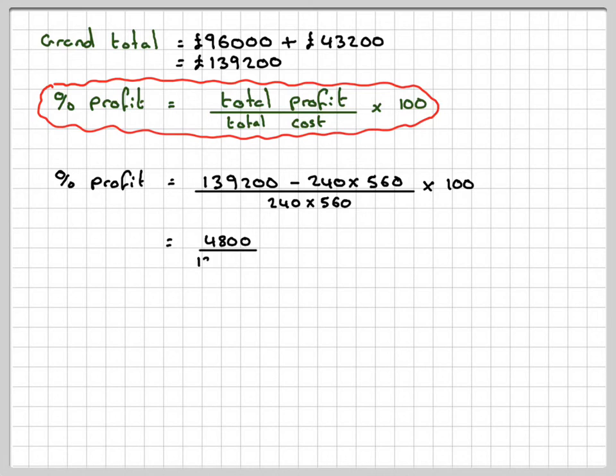So if I do that subtraction, we're going to get, he made a profit of 4,800. We need to divide that by 134,400 times 100, which gives me 3.5714. So it's a percentage profit of 3.57%.